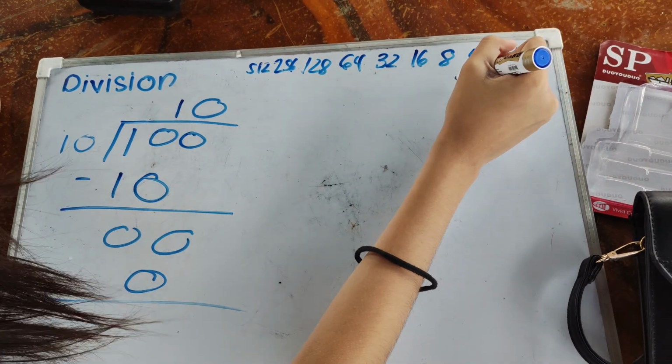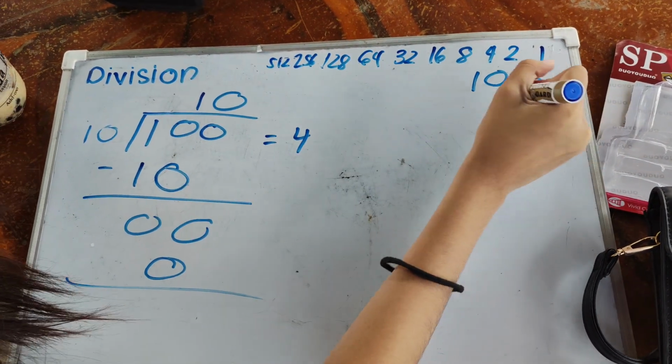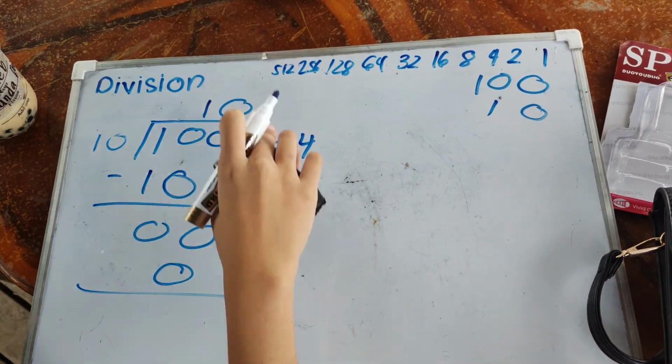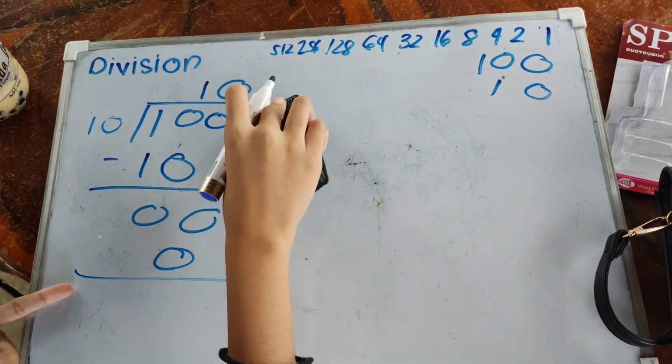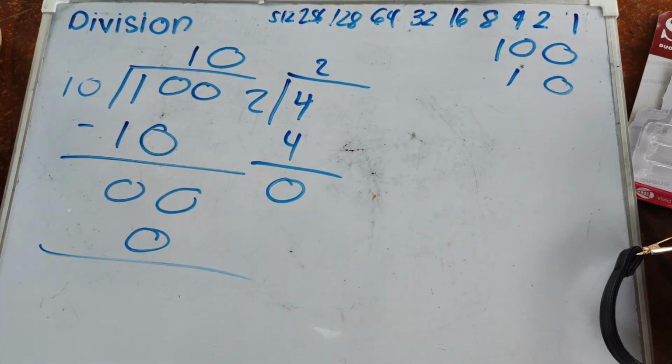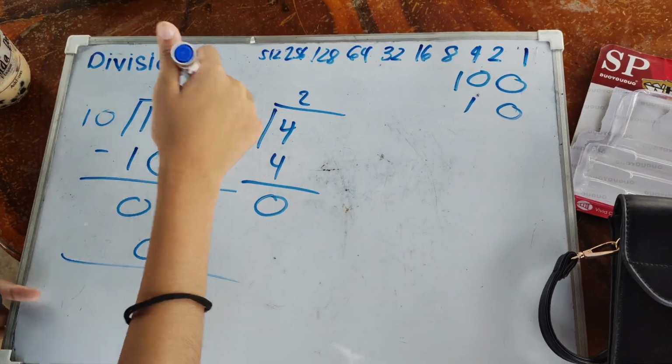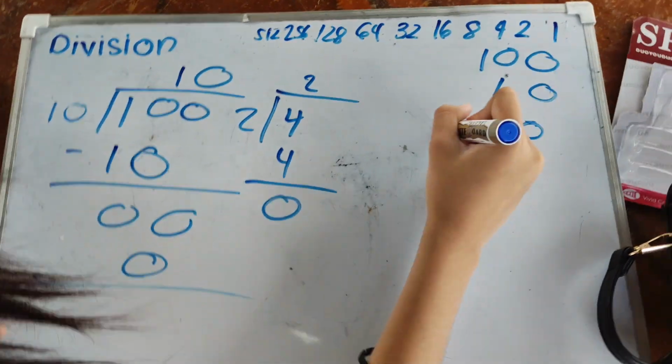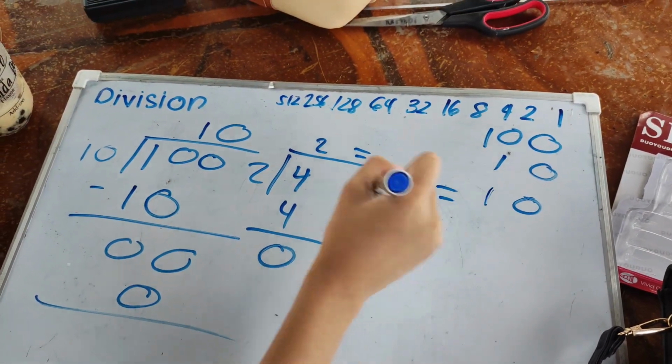Let's do the checking to see if this is really correct. 100 corresponds to 4, 10 corresponds to 2, and that makes it 2 divided by 4, which is 2. 4 minus 4 is 0. And it seems like our answer and checking is correct.